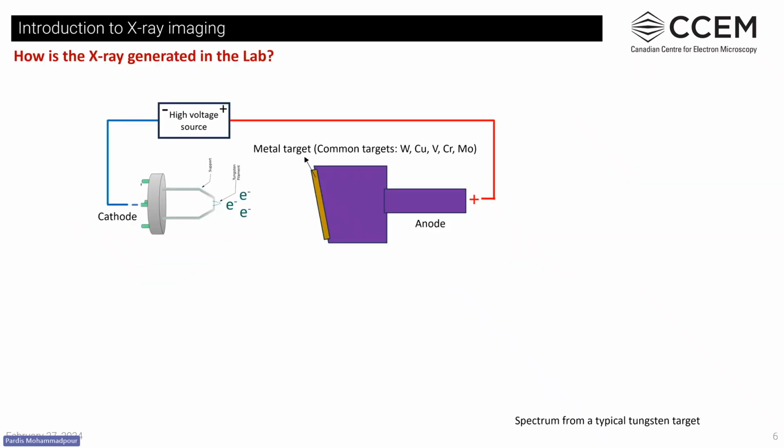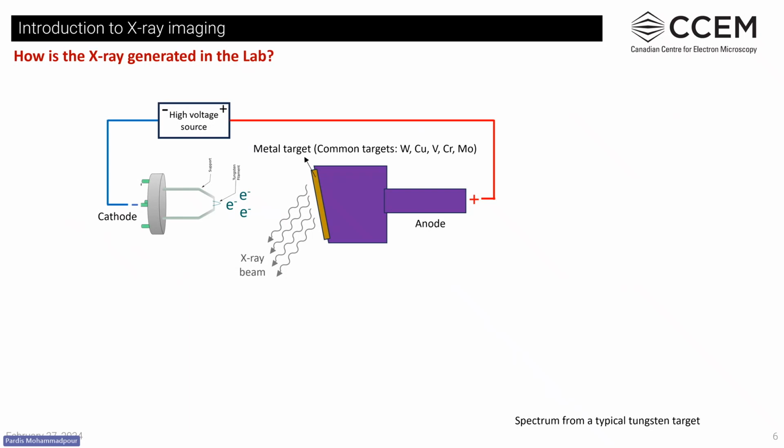Here I'm going to show you how the X-rays are generated in the lab. Here you can see the schematic of an X-ray tube. A cathode, usually a tungsten filament, emits electrons that strike an anode containing a target material. Electrons excite the atoms in the target material, which release energy in the X-ray spectrum.